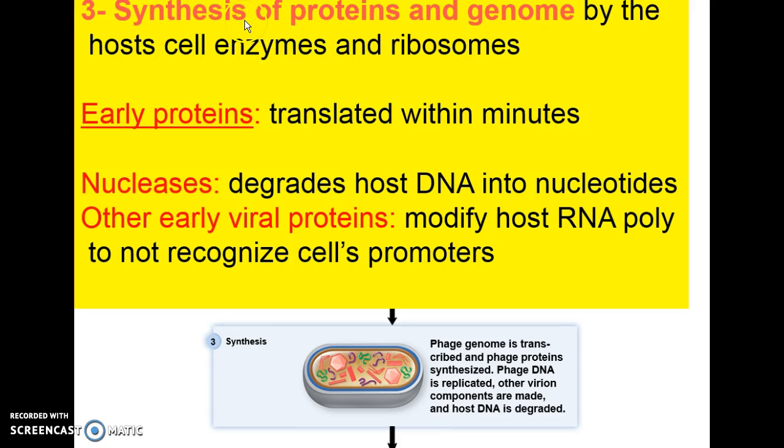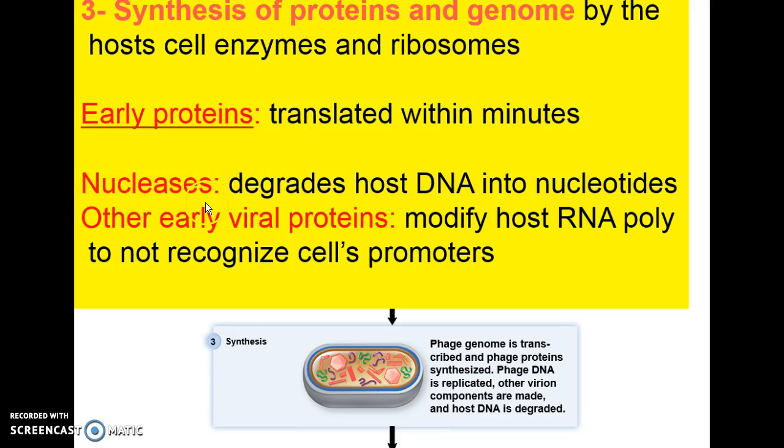The next step is synthesis of proteins and replication of the viral genome. Remember, the virus does not have any organelles. Viral protein synthesis will take place thanks to the cellular ribosomes. The first proteins that are going to be transcribed and translated will be the viral proteins that help the virus take over the host. These early proteins will be transcribed and translated within minutes after infection.